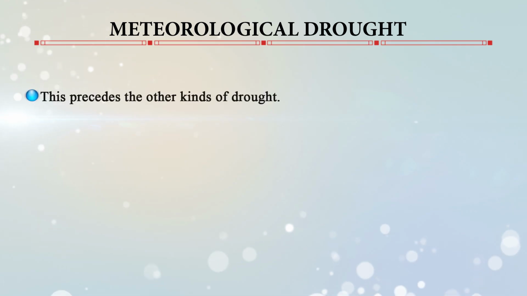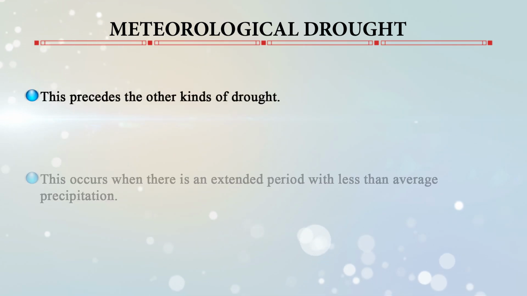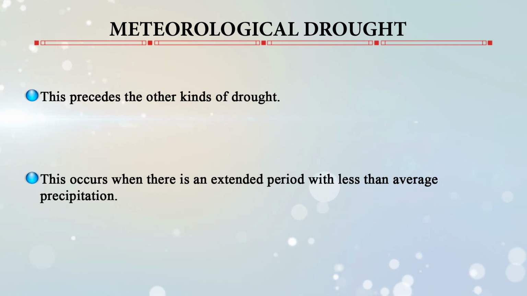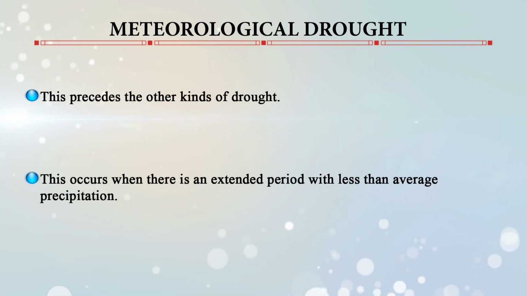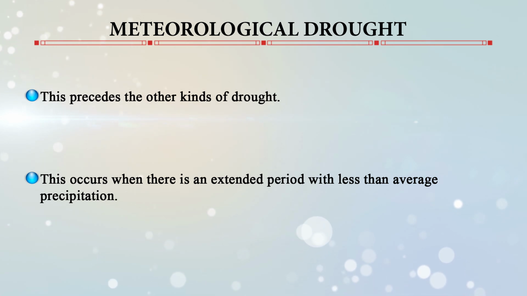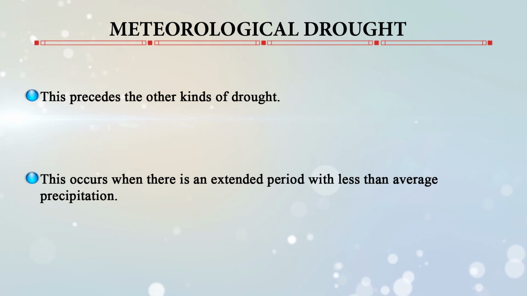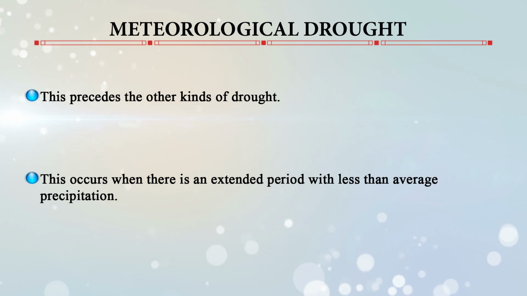Let us now discuss the stages of drought. Droughts undergo 3 critical stages before their ultimate manifestation. The first one is a meteorological drought. This precedes the other kinds of drought, and it occurs when there is an extended period with less than average precipitation, and as the name indicates, it has something to do with the meteorological phenomena and the weather patterns.